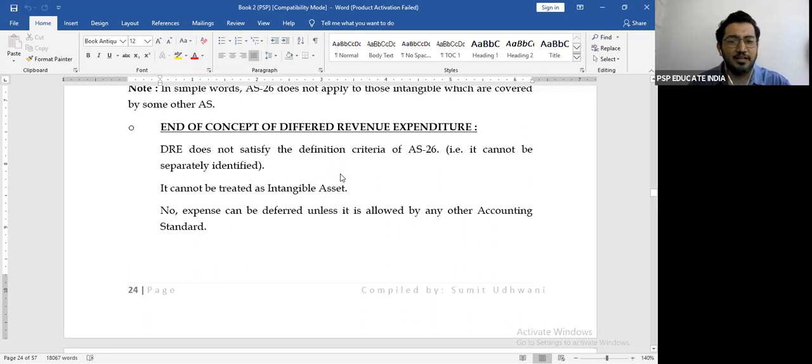Let us understand again. It says deferred revenue expenditure does not satisfy the definition criteria of AS-26, that is, it cannot be recognized separately. That is why you cannot treat it as your intangible asset. No expense can be deferred unless it is allowed by some other accounting standard. Only if it is allowed by some accounting standard, you will defer it. Else, you cannot defer it as per Accounting Standard 26.